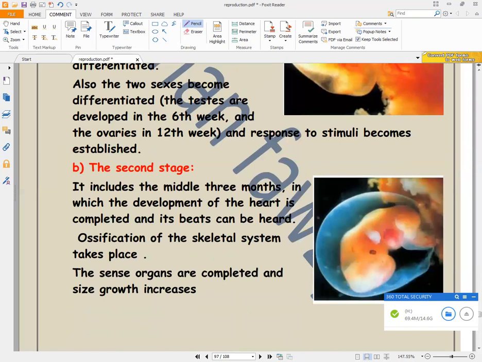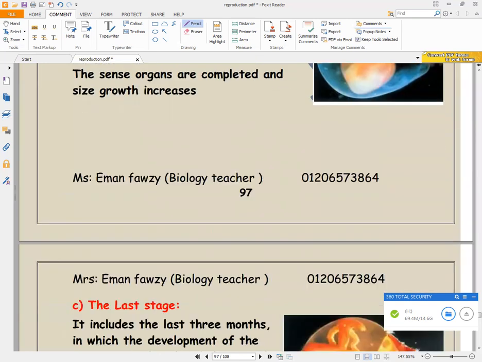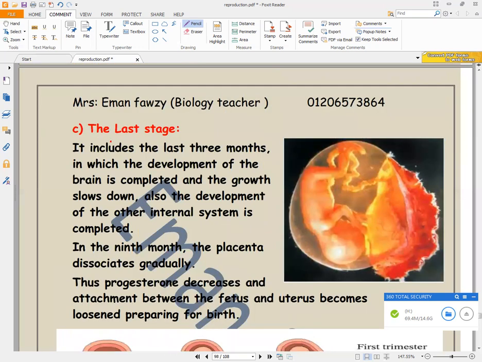The second stage includes the middle 3 months, in which the development of the heart is completed, and the heartbeat can be heard. Also, the skeletal system forms, the sense organs are completed, and body size increases. After that, the last stage includes the last 3 months, in which the development of the brain is completed, growth slows down, and the development of the internal systems is completed.